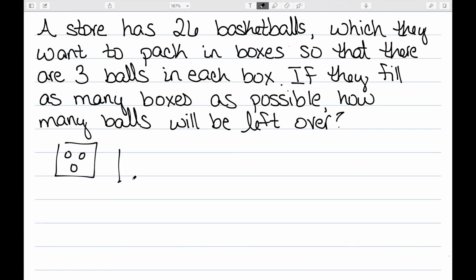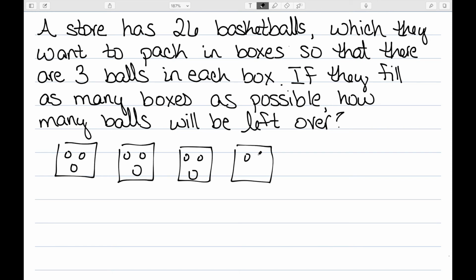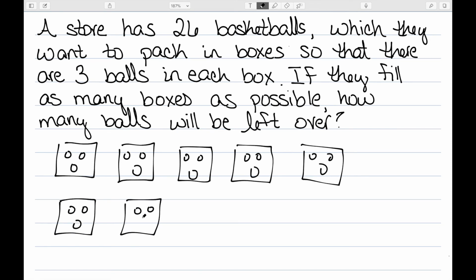So here's a box with 3. We have 6, 9, 12, 15, 18, 21, 24, and then there are 2 left over. So the solution would be 2. So the third type would be in the case where we actually want to know how many are left over.